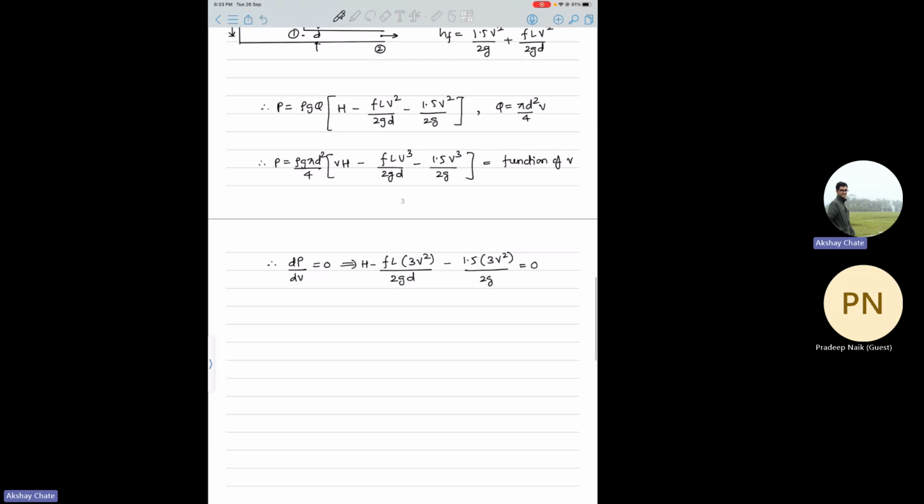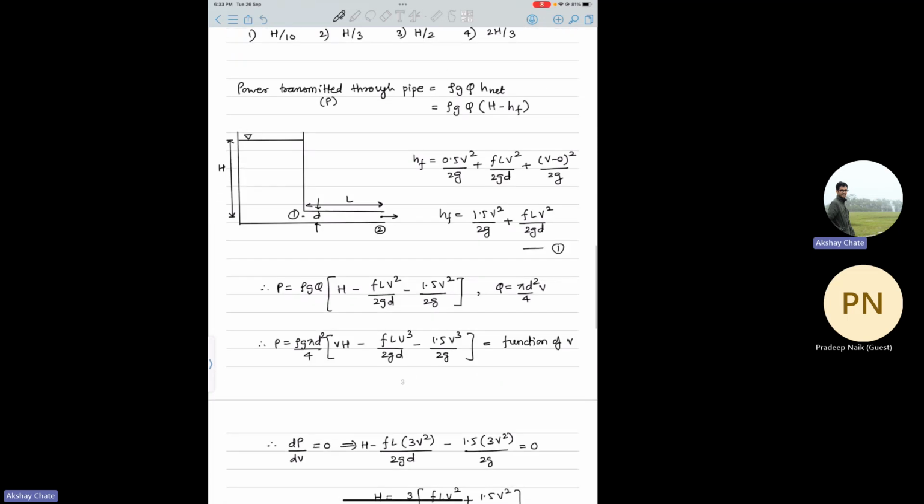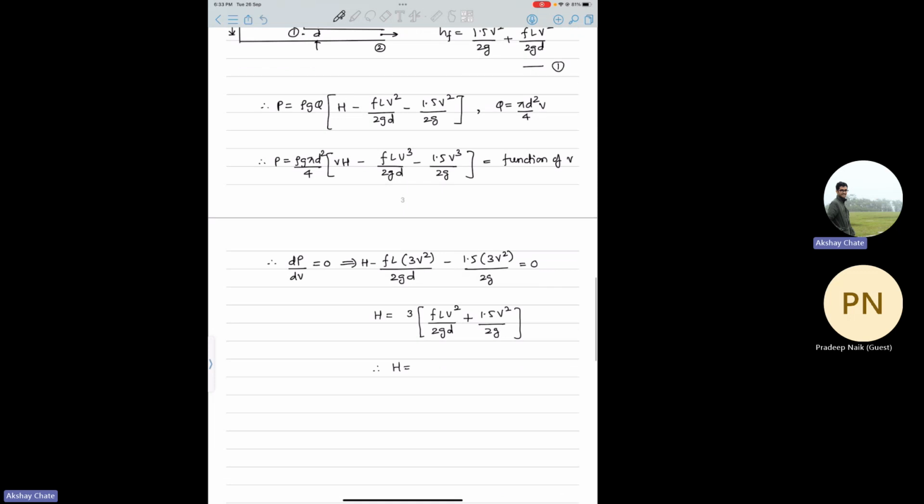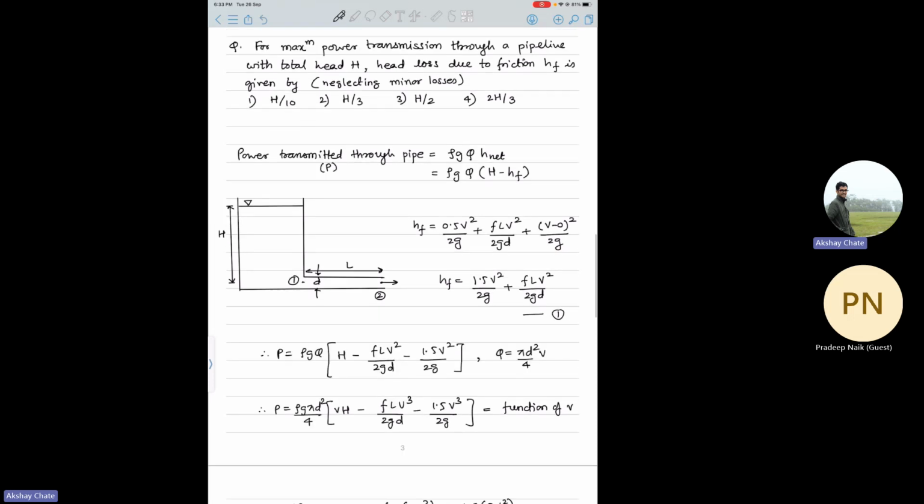So now again, from here you can take H on one side, and here let's say I take 3 common, and what remains in the bracket? fLV square by 2gD plus 1.5 V square by 2g. If you do that, and go back to equation number 1, what you observe is it is nothing but HF. Therefore, H becomes 3 into HF. So even though the assumption of neglecting minor losses was not there, we are getting the same answer. So your HF should be equal to H by 3.